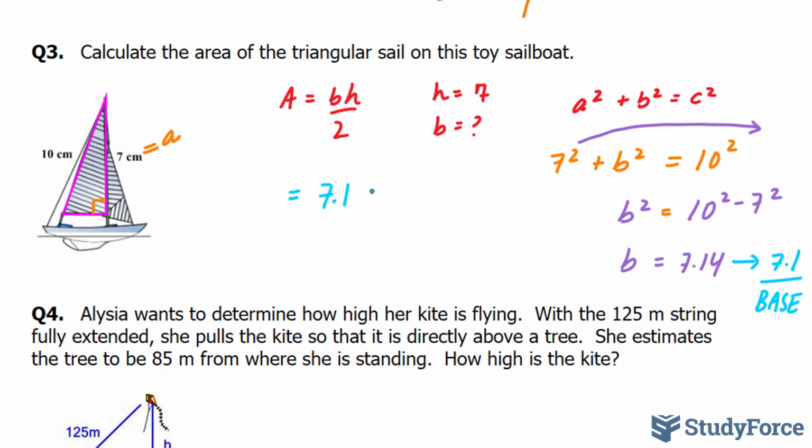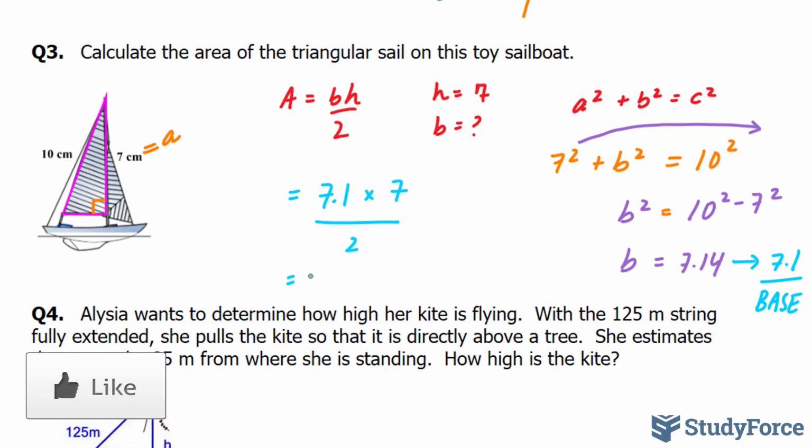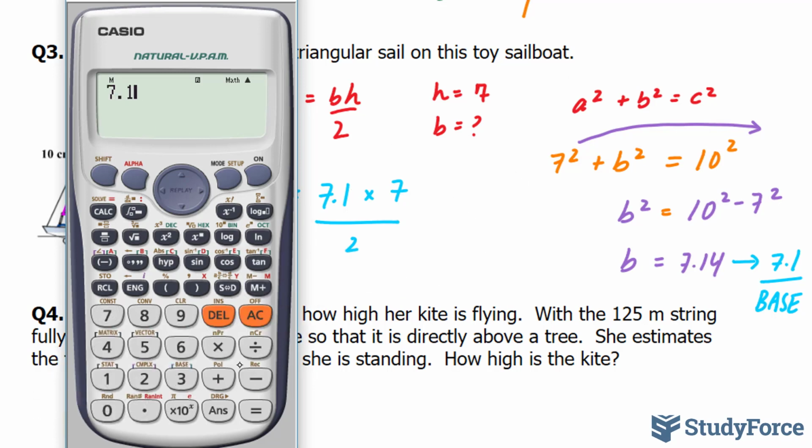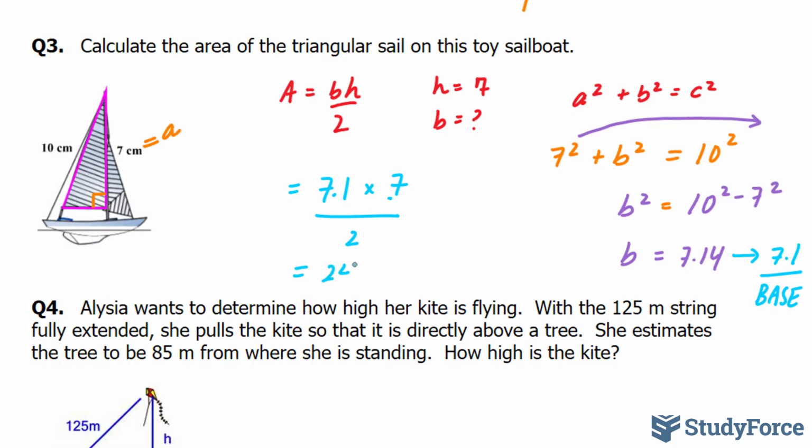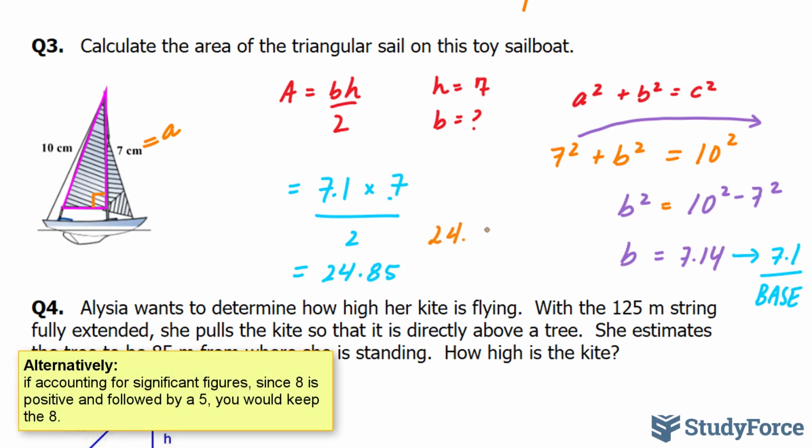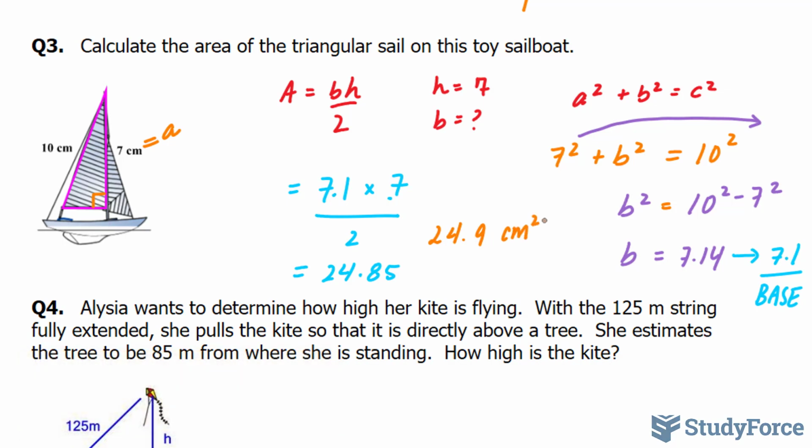7.1, your base, times your height, divided by 2. 7.1 times 7 divided by 2 gives us 24.85, and we will round to the nearest tenth. This 5 will make this 8 into a 9, 24.9. And since we are finding the area, this should be centimeters squared.